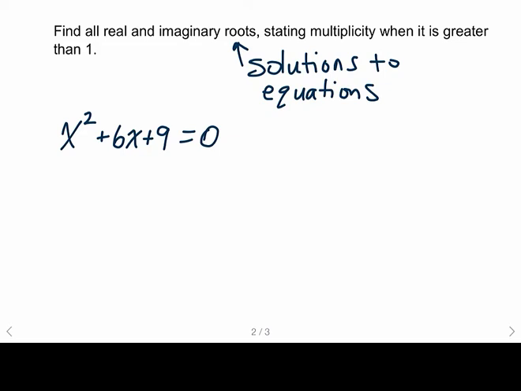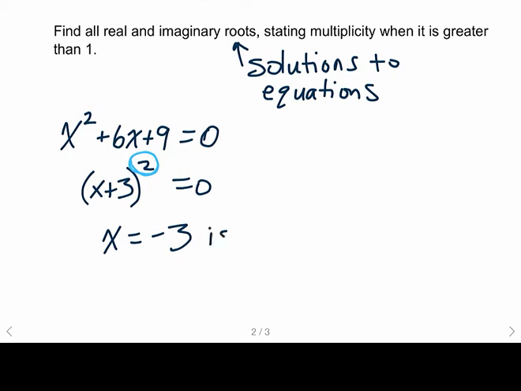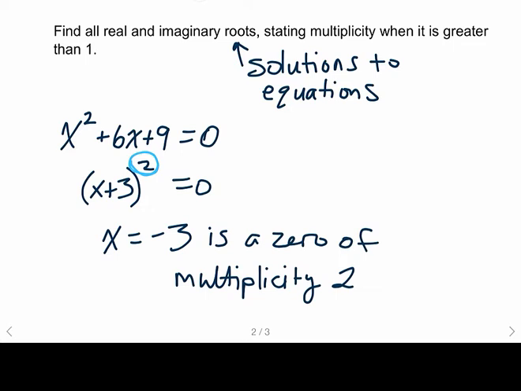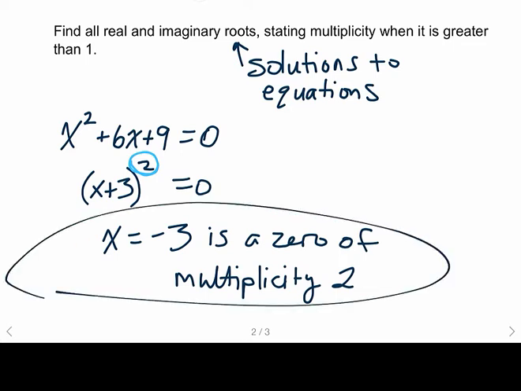The equation is x squared plus 6x plus 9 equals 0. I recognize the expression on the left-hand side as the square of x plus 3, so I actually end up with x plus 3, the quantity squared, is equal to 0, and so x is equal to negative 3. But because the x plus 3 had a squared exponent, the exponent was 2, x equals negative 3 is a zero of multiplicity 2. Yeah, it's that straightforward.